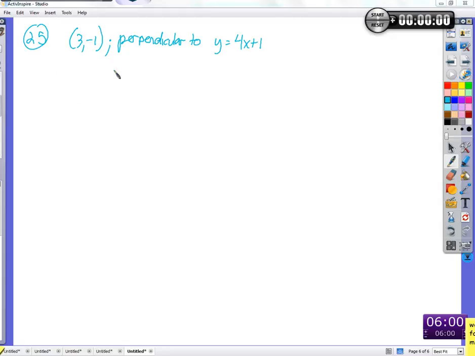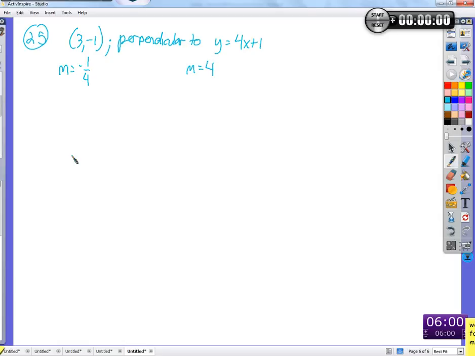So this line has to be perpendicular to this line, and we know there's a connection between perpendicular lines and their slopes. Opposite reciprocal, yeah? So what's the slope of this line? 4. So the slope of this line is -1/4. Okay, let's do it the slope intercept way.